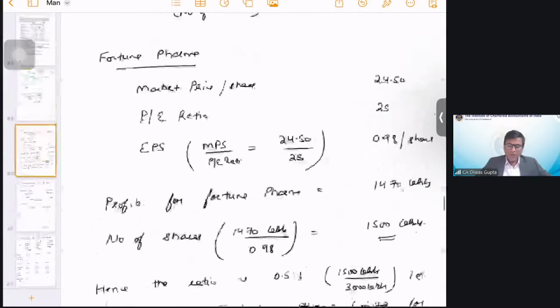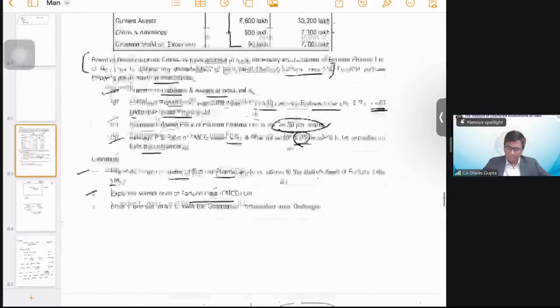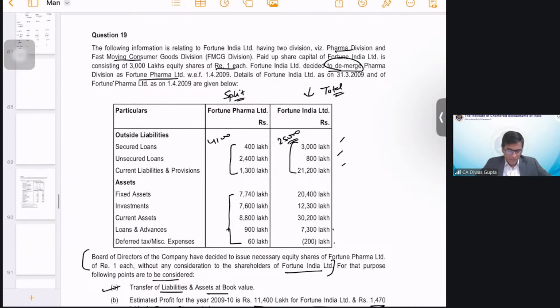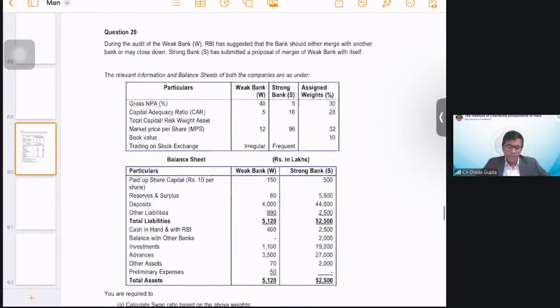So this was a peculiar question on demerger. Till now we have discussed all the merger cases, but demerger is also relatively simple, wherein you will have to calculate the value, or the shares to be issued to the existing shareholders, so that they are compensated for their business that they have transferred to the new entity. For that they need compensation. Perfect. Then let's come to question number 20, students.